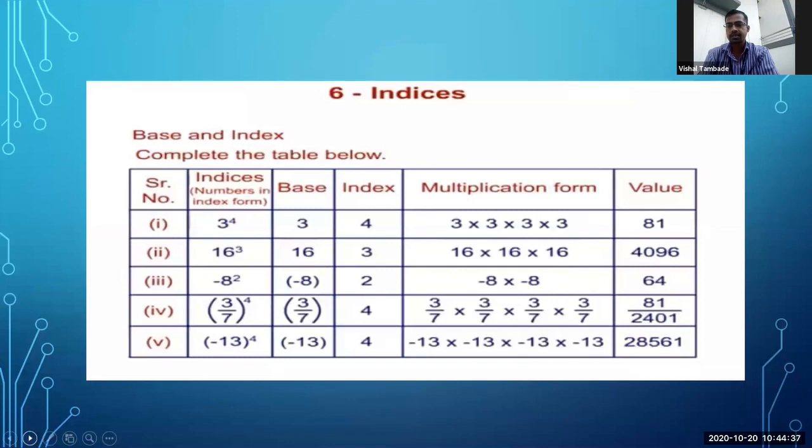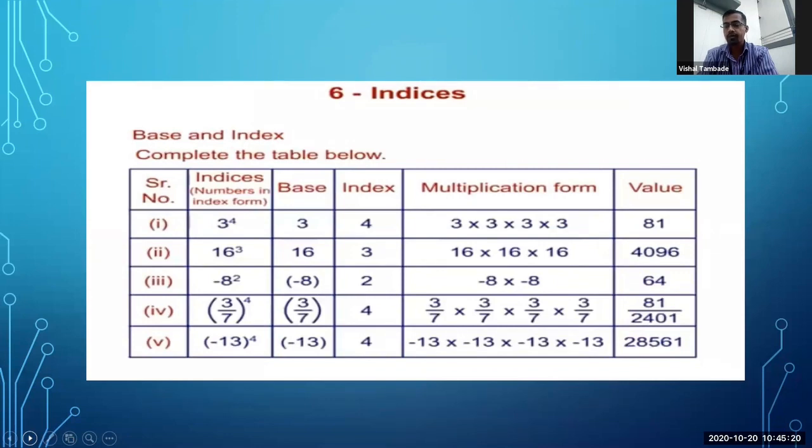Base and index. Multiplication form: we have to write the number in multiplication form. How to write it? If your power is 4, then you have to multiply the number 4 times. If the power is 5, you have to multiply the number 5 times, meaning you multiply the base 5 times. In the first question our power is 4, meaning the index is 4 and the base is 3, so you multiply 3 4 times. If our power is 5, then we multiply 3 5 times. That's why in the first question we multiply 3 4 times, because our power or index is 4.